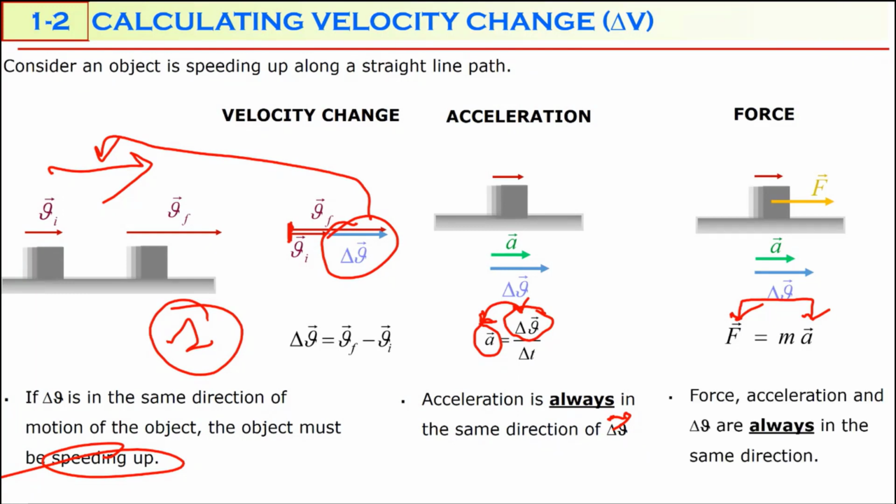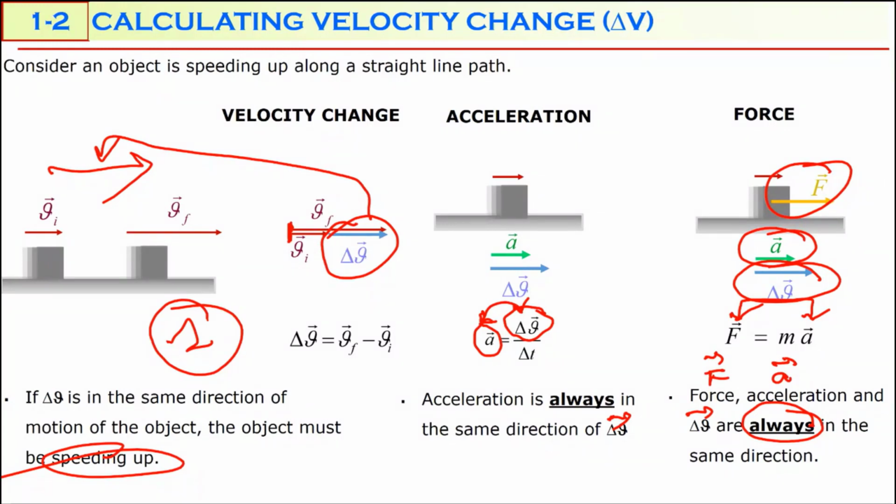Force F, acceleration a, delta V are always in the same direction. There is no exception. If there is a force, this force must cause an acceleration. If there's an acceleration, velocity must be changing. These are like chains. If one of them exists, the other two must exist. If there's an acceleration, there must be delta V. If there's an acceleration, there must be F. If there's delta V, there must be a.